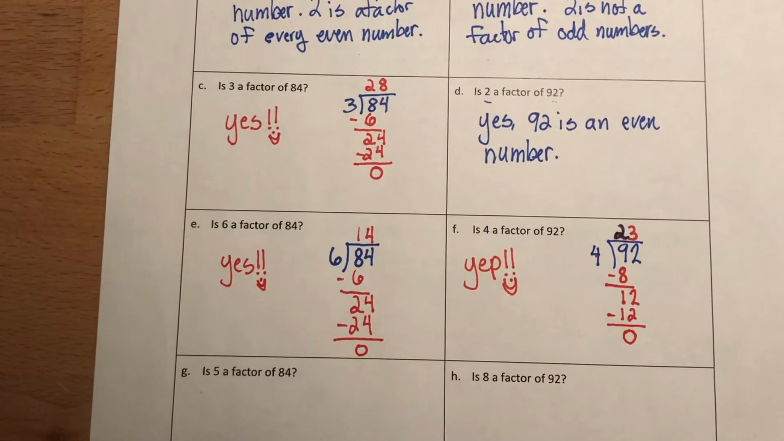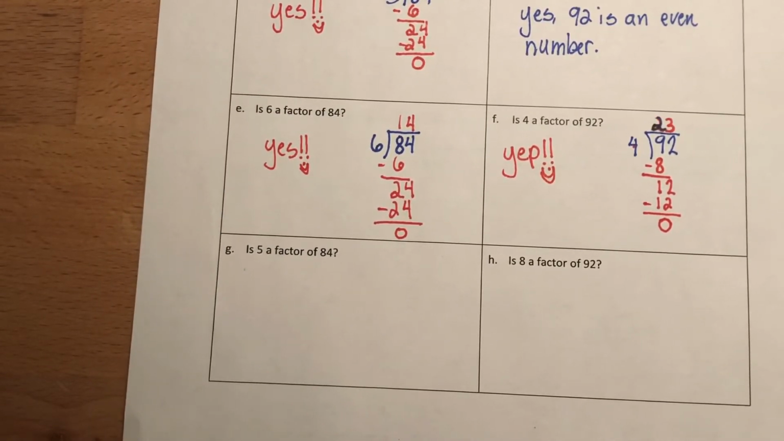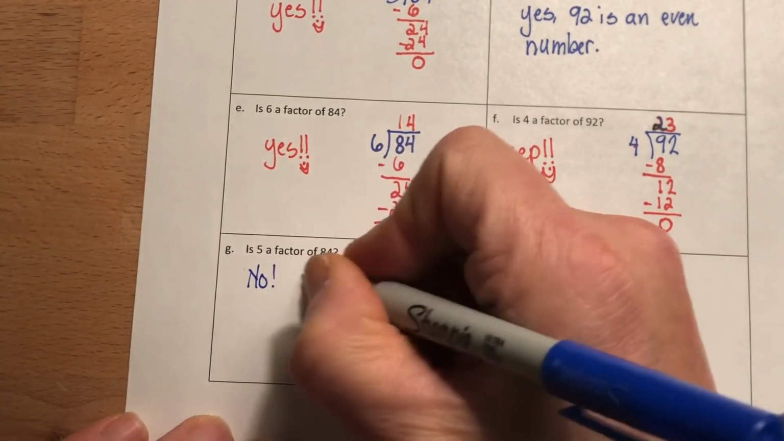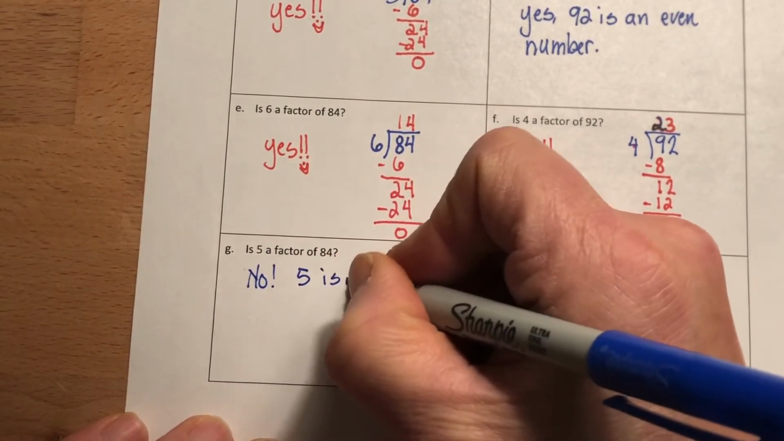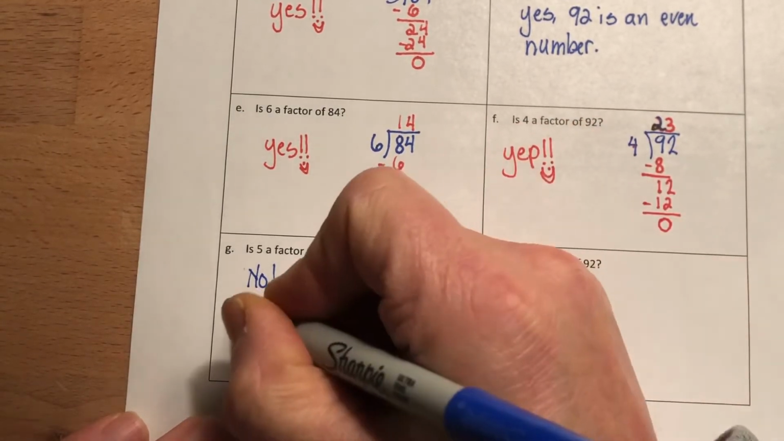All right. Is 5 a factor of 84? What do you think? Do we have to do a long division here? What do you think? You can have a discussion in class here and pause the video if you like. Well, I know this. I know that this is not. No. 5 is not a factor of 84.